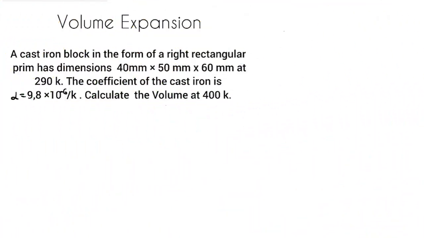In this lesson, we're going to be solving this problem. This problem is under volume expansion. The problem reads as follows. A cast iron block in the form of a right rectangular has dimensions 40 millimeters by 50 millimeters by 60 millimeters at 290 Kelvin. Calculate the volume at 400 K. They are looking for the final volume.